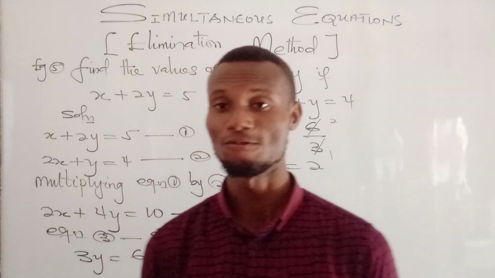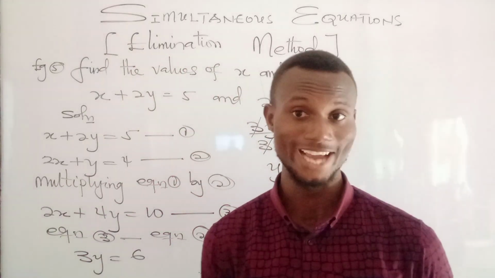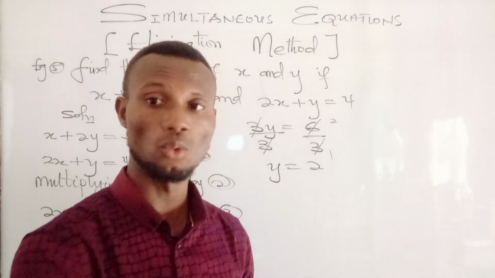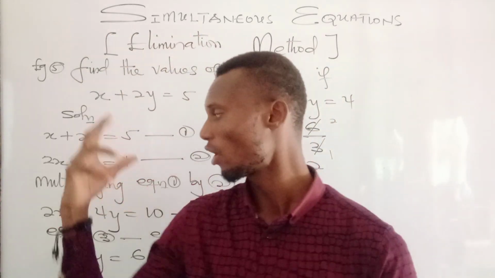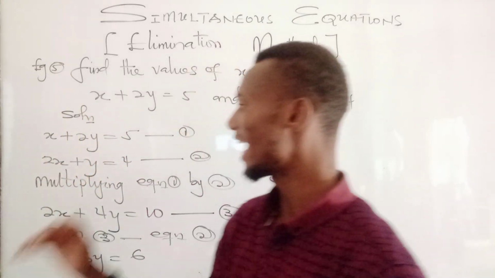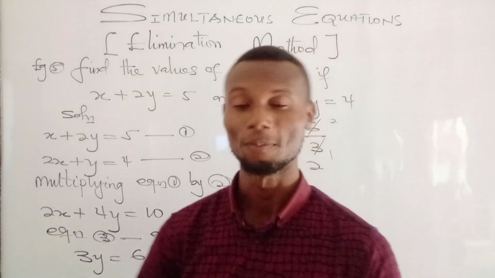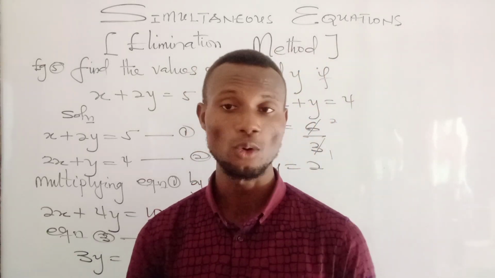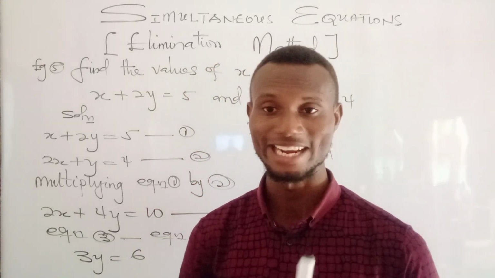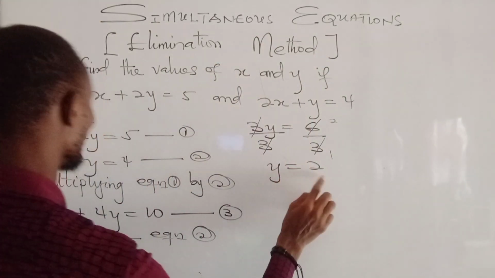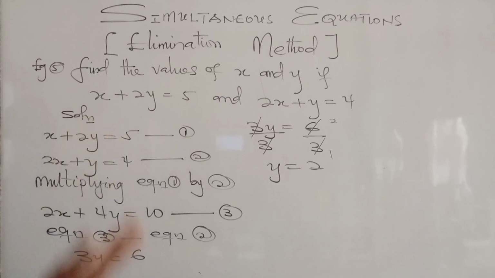Now we can solve for the value of s also, because now that we have the value of y, we can put it into any of the equations, either equation 1, 2 or 3, so that we will get the value for s as well. I hope the explanation is clear enough up to this point. I will choose to put y equals 2 into equation 1. Any of the equations that you use, you will get the same answer.